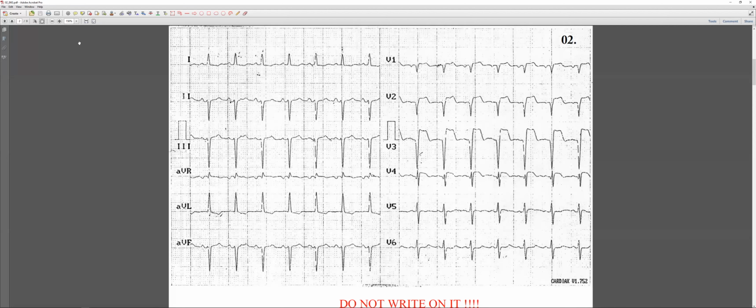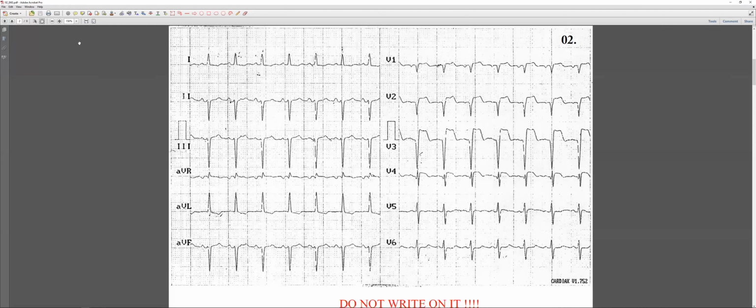Look, the axis can only be determined based on the frontal plane. Nothing to do with the horizontal one. So the chest leads won't tell you anything about the axis, because it's perpendicular. So we can say that there is a problem with the left bundle.